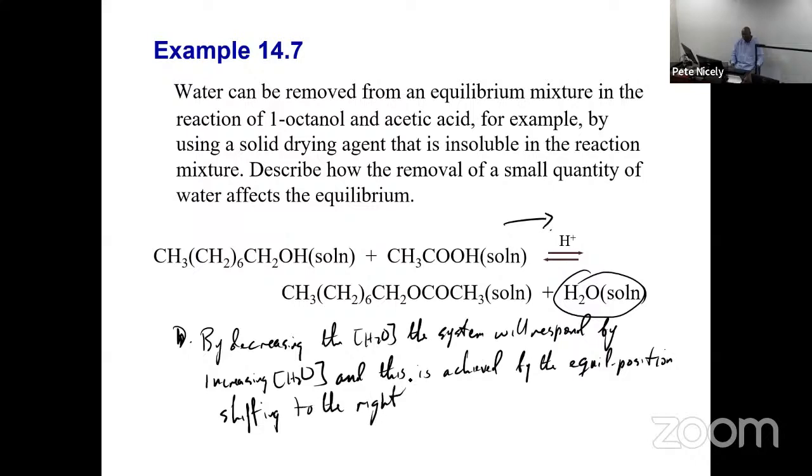All right? So that's how I would answer that question. You're decreasing the concentration of the water. The water is removed. You're decreasing it. The system will do the opposite. The system will increase the concentration of water to reestablish equilibrium, and therefore it will shift to the right in order to do that. All right?